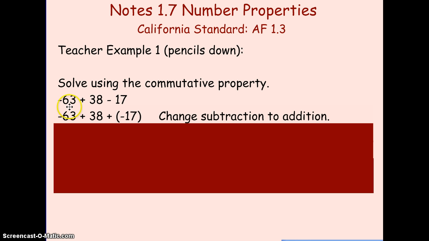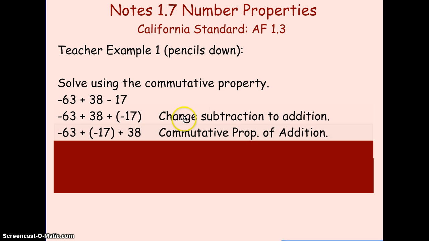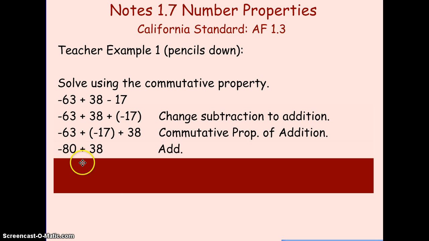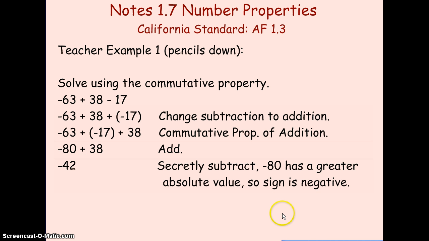Now, I want to change the order so I can deal with my negatives first. So I move the -17 and the 38. So now I can add these two together and work with my negatives first, then deal with that positive 38. Okay? And finally, I'm adding these two together, which, as we know, we are secretly subtracting. And I have my final answer. Okay, so that was solving using a commutative property. So again, if it ever tells you to do that, you must change that order.